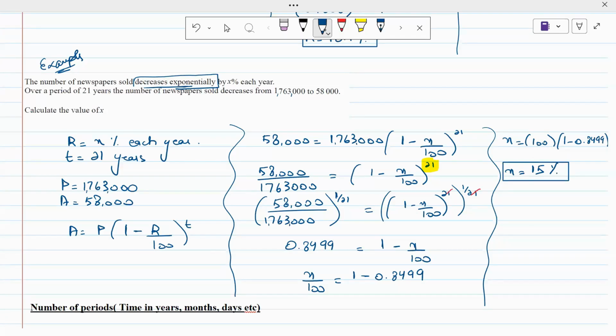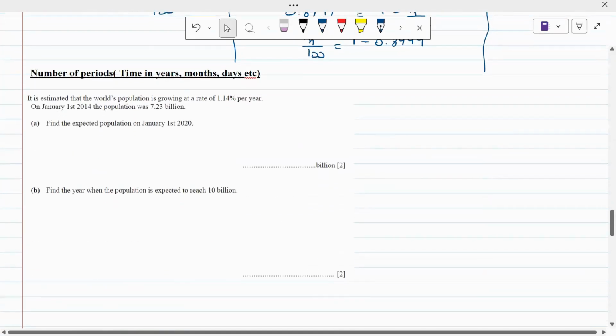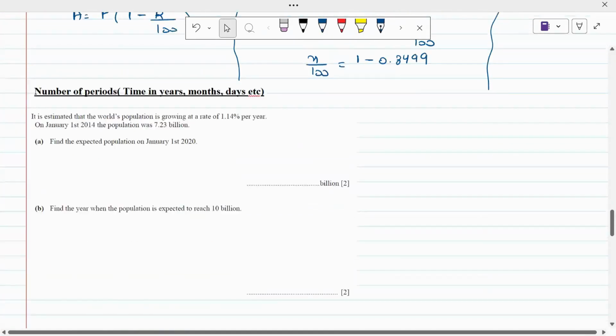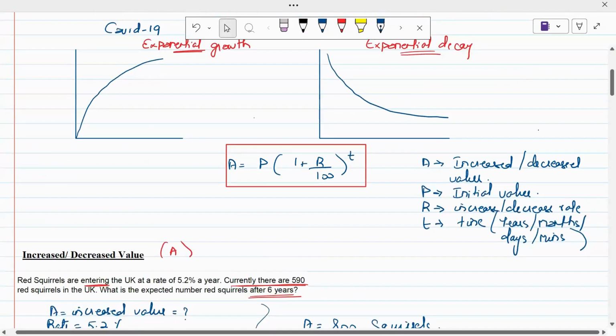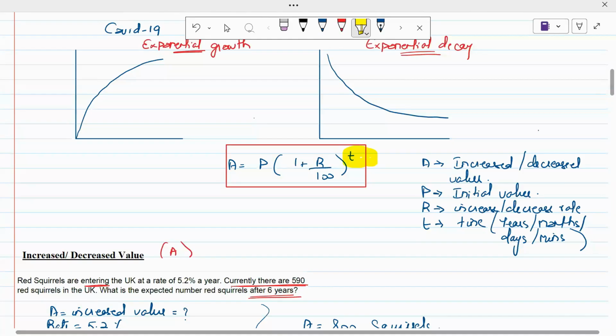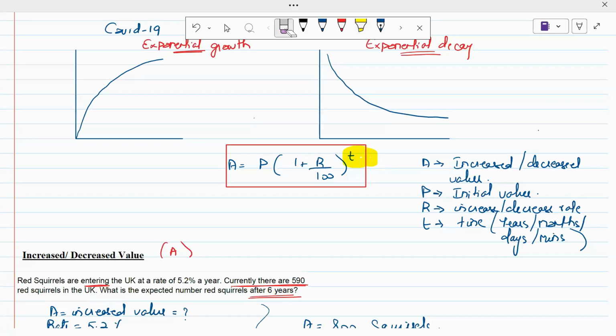Okay, so both these examples were case 2. Case 2 means finding the rate of exponential growth or decay. Any questions up till here? No, sir. Now the last case, the last type of question, is finding the power this time. Finding the power means looking at the formula again. We have dealt with finding A, we have dealt with finding R, now finding T.